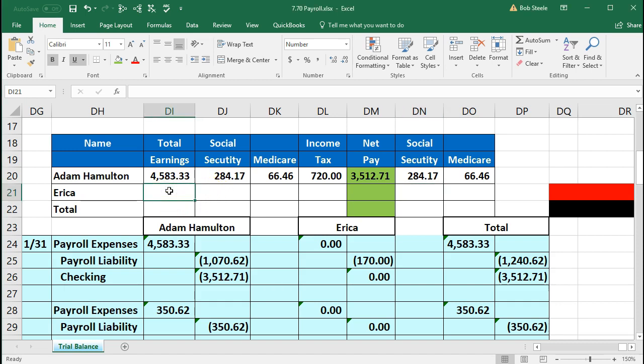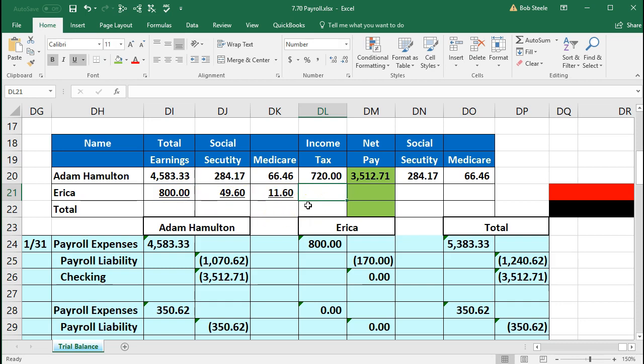Erica, we're going to say that she worked 40 hours and gets $20 an hour. So that's going to be $800. Social Security, once again, is going to be a flat rate, 6.2%. So we're just going to say that earnings times 0.062. That's going to give us the $49.60. And then we're going to say Medicare is a flat rate. So we're going to say that 800 times 0.0145, which is 1.45%. And that's going to give us the $11.60.